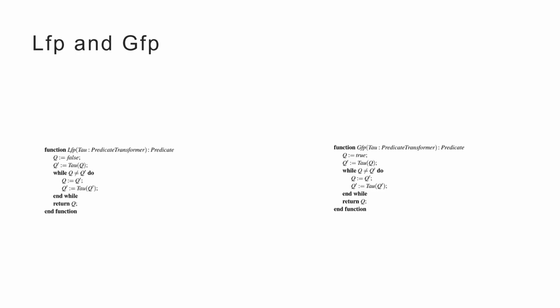Here is the detailed process of the two algorithms. The idea behind the algorithms is very simple. The LFP algorithm starts with the empty set and repeatedly applies tau, allowing the set to expand until Q equals Q prime. On the other hand, the GFP algorithm starts with the universal set and repeatedly applies tau, shrinking the set until Q equals Q prime.